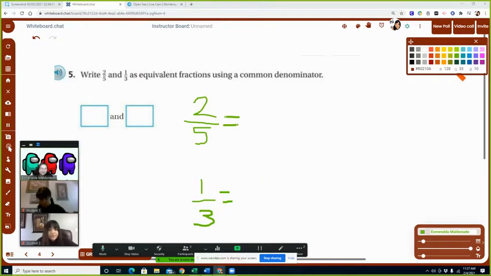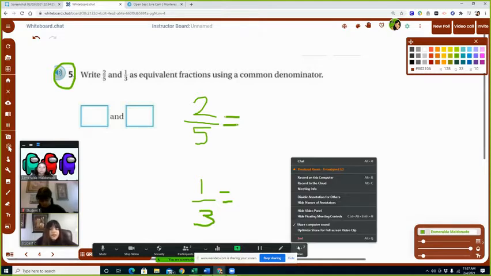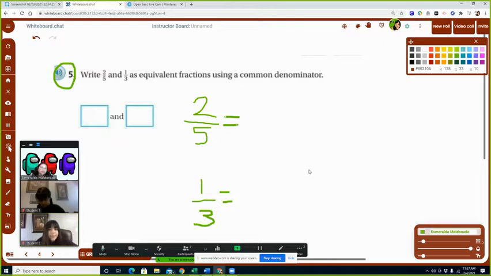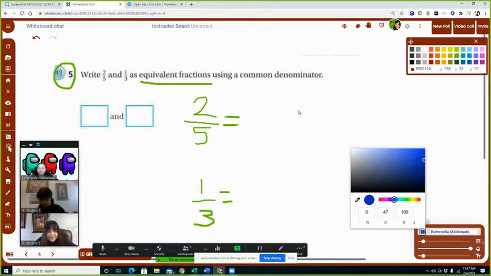All right, so we're going to do number 5 now. Go ahead and read it for me, Rosa. Write 2/5 and 1/3 as equivalent fractions using a common denominator. So we're going to be finding the equivalent fraction. That is our keyword in this problem. Equivalent fraction. Let me change the color of my pen. So I wrote here the fractions 2/5 and 1/3 because those are the fractions that we need to find equivalent fractions for.